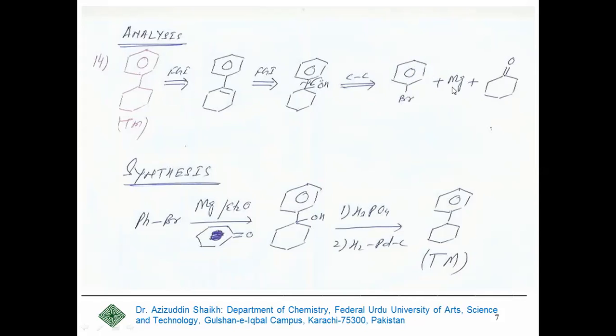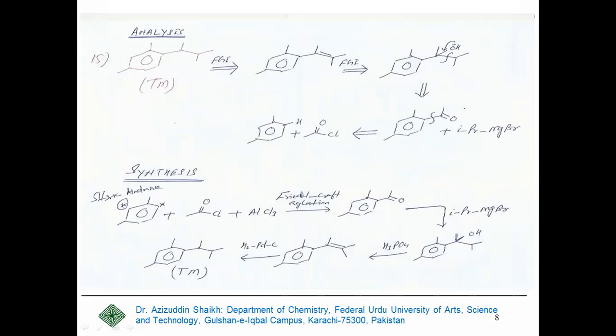and aryl bromide and magnesium. In the synthesis, this bromobenzene reacts with magnesium in ether, and reacts with the carbonyl compound cyclohexanone. You will obtain this intermediate, and by dehydration, you will obtain the double bond. In the next step, reduction of the double bond, you will obtain cyclohexane. So this is another route.